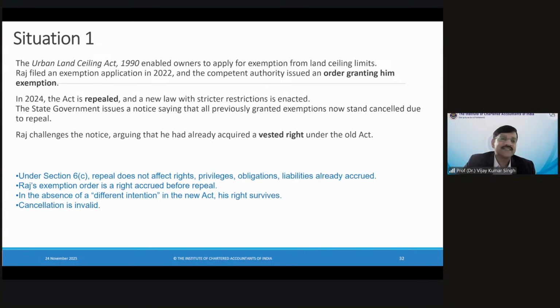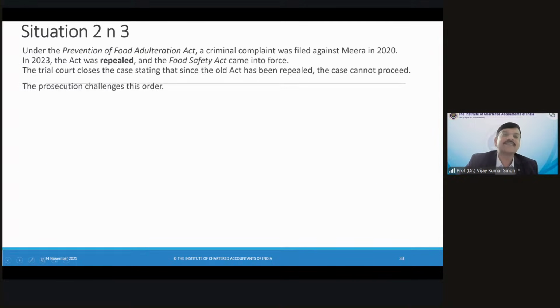Hence, under Section 6C, repeal does not affect rights, privileges, obligations, liabilities already accrued. And Raj's exemption order is a right accrued before repeal, and hence, in absence of any different intention in the new act, his right survives. So, cancellation in this case is invalid. Okay, am I clear? I hope you are able to get this. Let us look at the second problem also. So, read this problem. I want your solution to this. You can use the chat box for this solution.